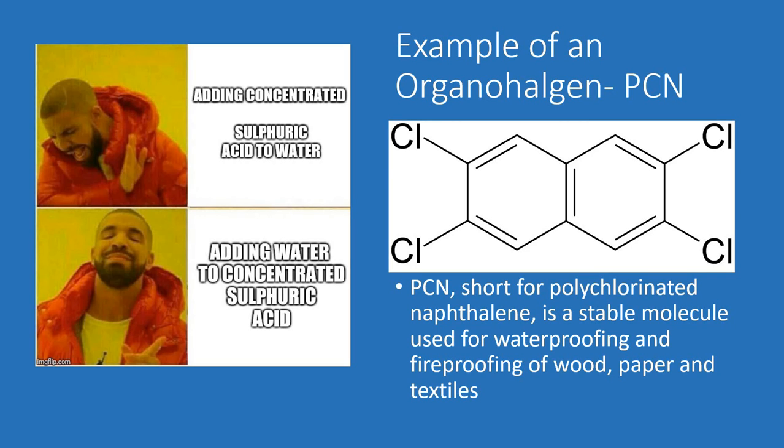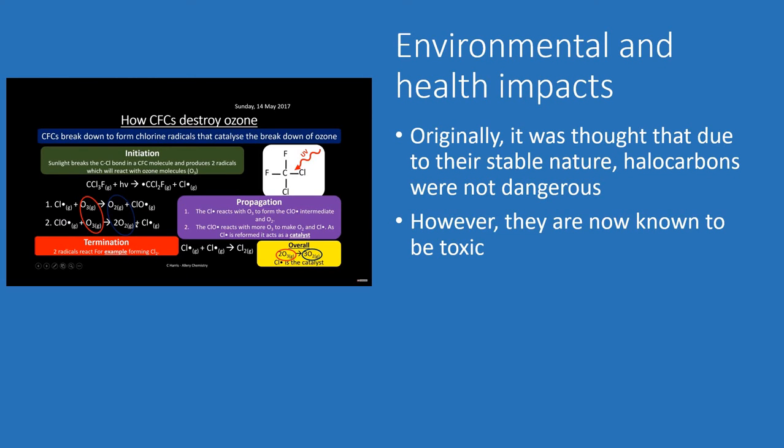It is a stable molecule used for waterproofing and fireproofing wood, paper, textiles, etc. More uses could be solvents, dry cleaning solvents, refrigerants, etc. Now, environmental and health impacts. Originally it was thought that due to their stable nature, halocarbons were not dangerous. However, they are now known to be dangerous.